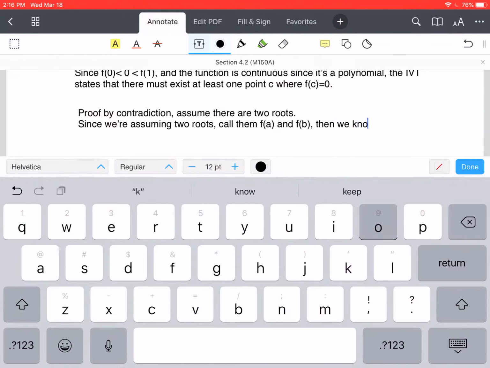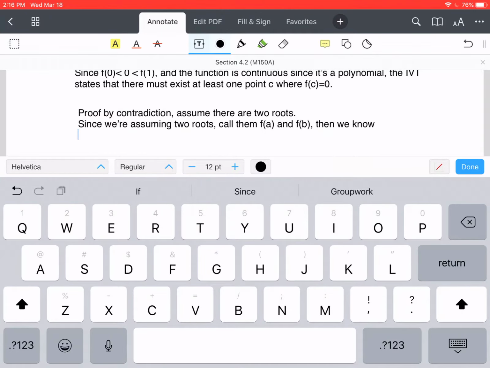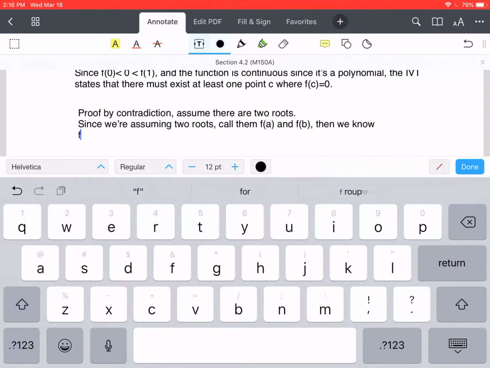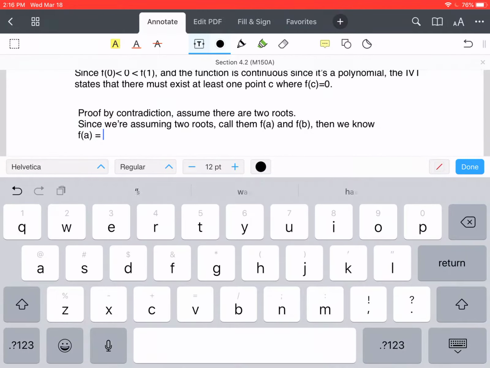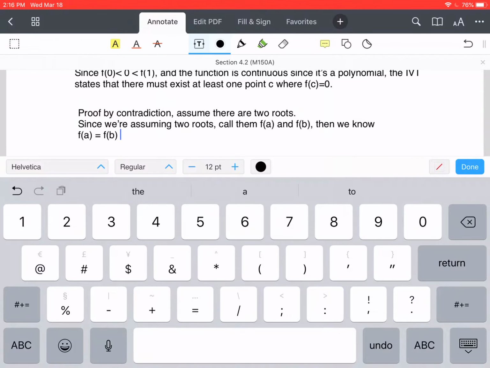Then we know f of a and f of b are both equal to 0. Right? That's what makes them a root. So f of a equals f of b, which equals 0.